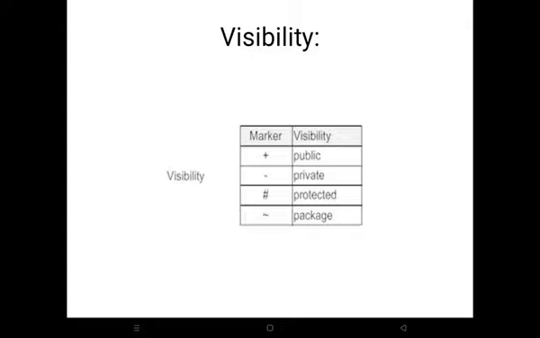This is the visibility. In UML, how can visibility be represented? Visibility is used to define who can access the variable. Here are the different types of visibility we use in UML. The plus symbol represents public: anyone can access. Minus is called private: only the members can access, only within the class.